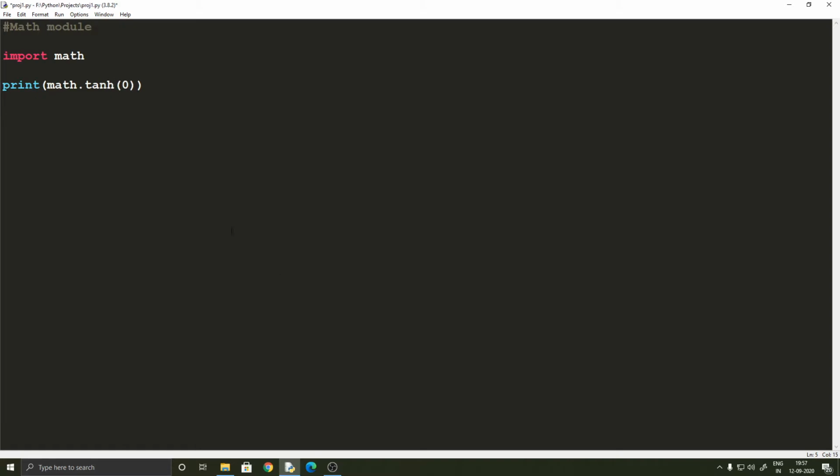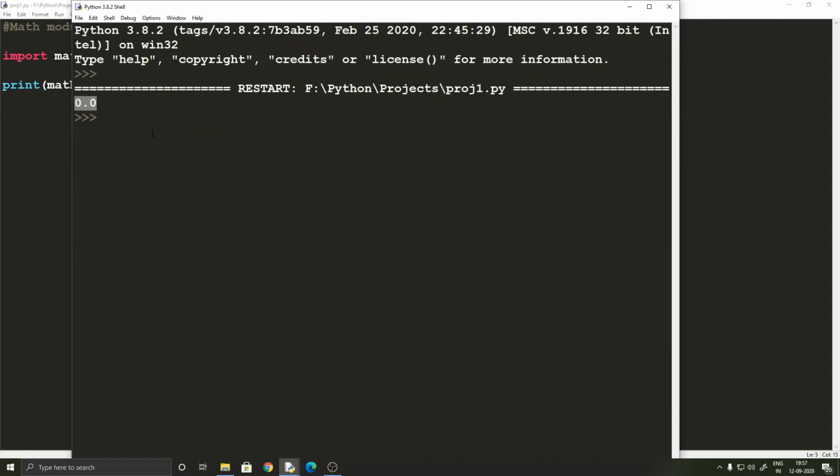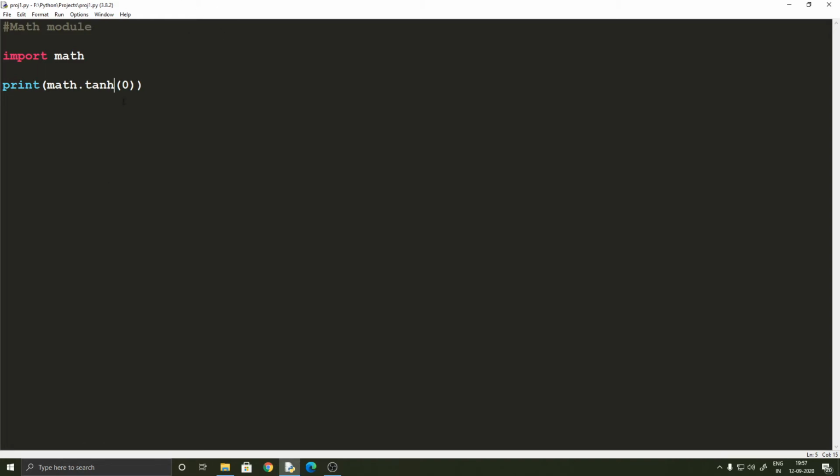and let's look at the tan h function and see how it works. So tan h of 0 should be 0. So yep, that's how it works. And as usual, this applies to the sine and cos as well. And there are also the inverse functions. For example, the a tan function.